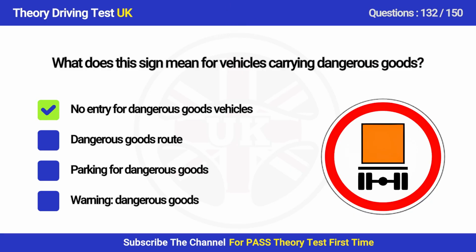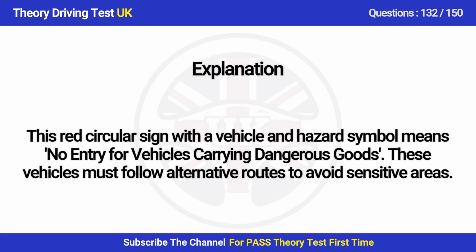Answer is A. No entry for dangerous goods vehicles. This red circular sign with a vehicle and hazard symbol means no entry for vehicles carrying dangerous goods. These vehicles must follow alternative routes to avoid sensitive areas.